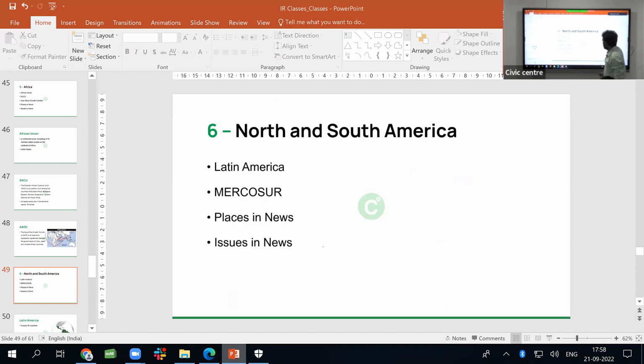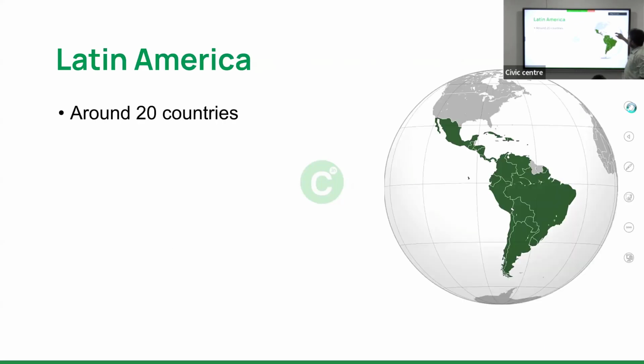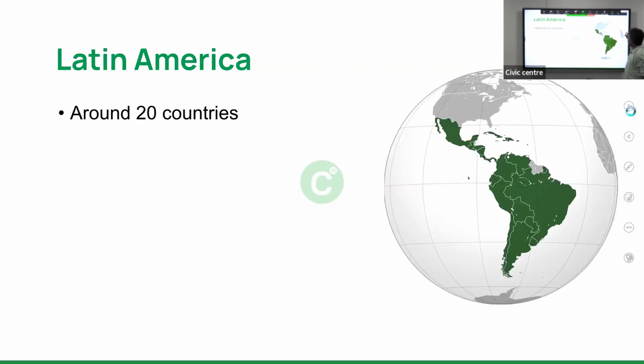Now coming to Latin America. North America you know, South America you know. So what is meant by Latin America? They call it the land of romance languages, like Spanish, French. From Mexico to South America, it is known as Latin America. This is your Central America, North America, South America. From here to here it is known as Latin America. More than 20 countries are there.